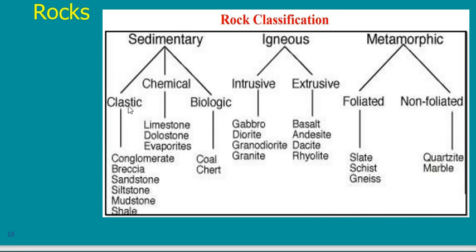Clastic means pieces, so the sedimentation happened in pieces sedimented together, giving me conglomerate, breccia, sandstone, siltstone, mudstone, and shale. These are all called clastic sedimentary rock. There is also chemical sedimentary rock. It means that it was sedimented. By the way, do you know what sedimentation is? What is the term sedimentation?